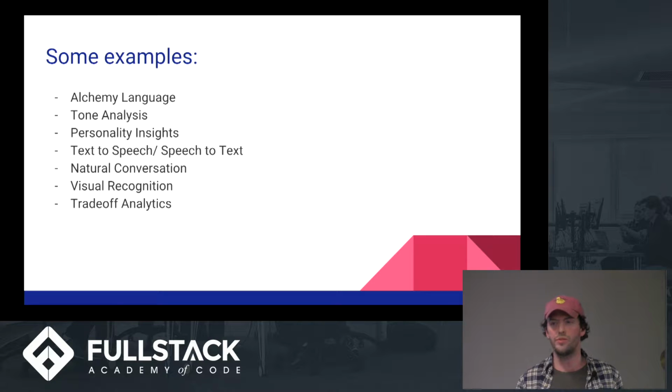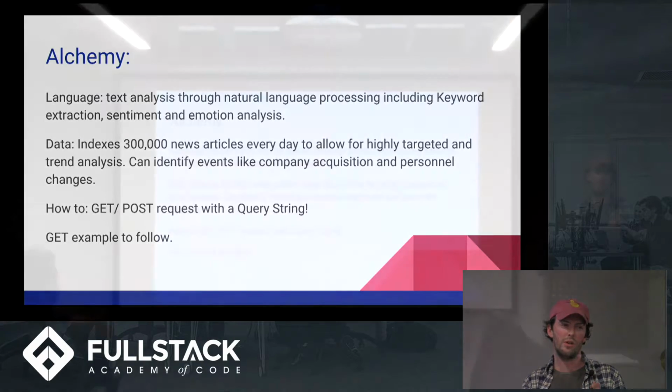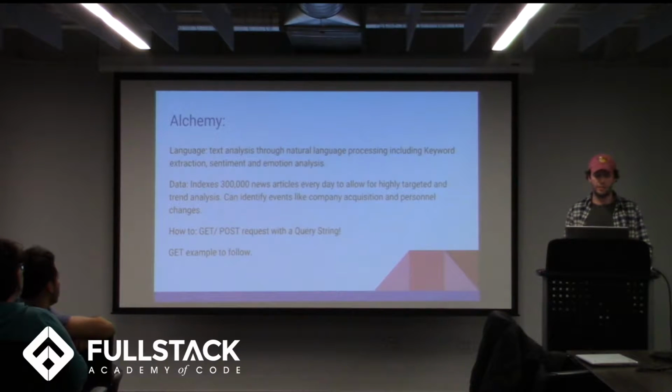These are just a few examples of the APIs that they have. Alchemy language, tone analysis, and personality insights are the three that we'll be going over. And the rest are kind of cool to check out on your own. They can do really, really interesting stuff. Alchemy language is an analysis service that basically does natural language processing through any sort of keywords you want to plug in or emotion and sentiment. And then it also indexes 300,000 news articles every day continuously. So you can set it up to, whenever it hits a keyword, do these calls and send you information to your app very easily accessed through GET and POST request, which we've all done before.